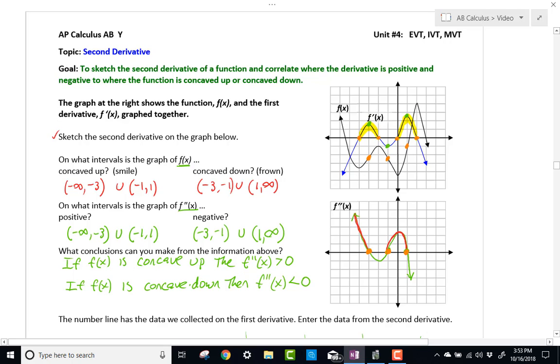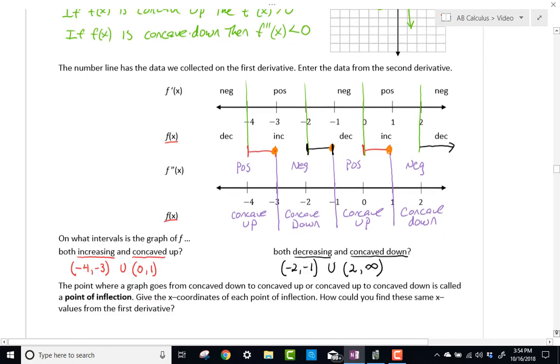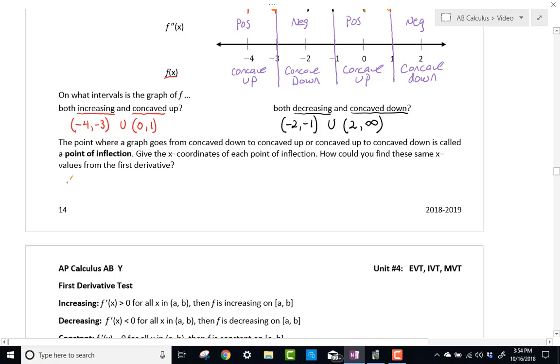Take a look at the next point of concavity, right here, at -1. My first derivative has a minimum, which means that my second derivative is equal to 0. And then my third point of concavity over here at +1, my first derivative has a max, which means my second derivative is 0 there as well. So how do we know? The x-coordinates were x equals -3, -1, and 1. And it says, how could you find these same x values using the first derivative, but I think I have a typo here. This should say the second derivative.